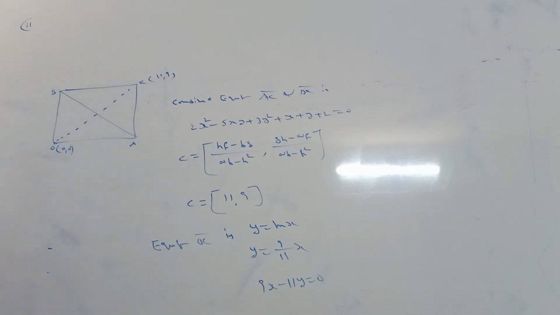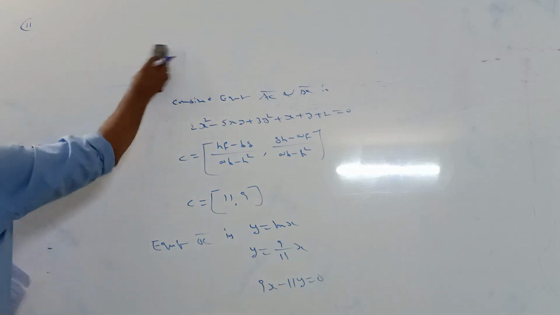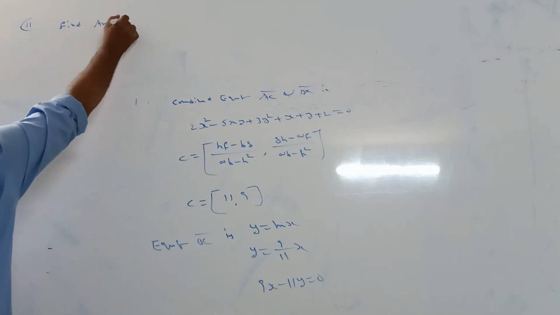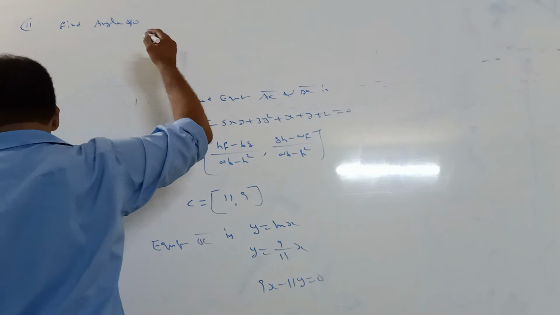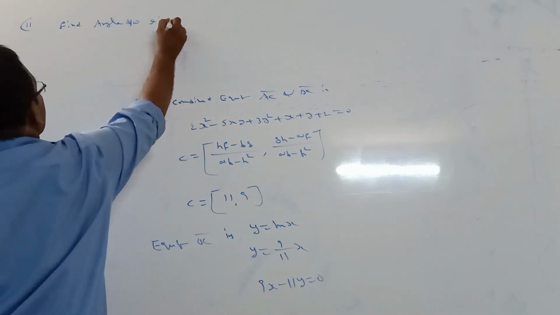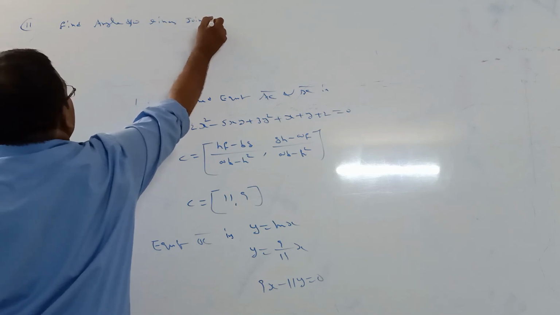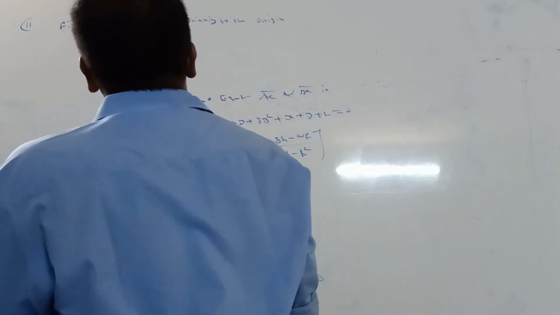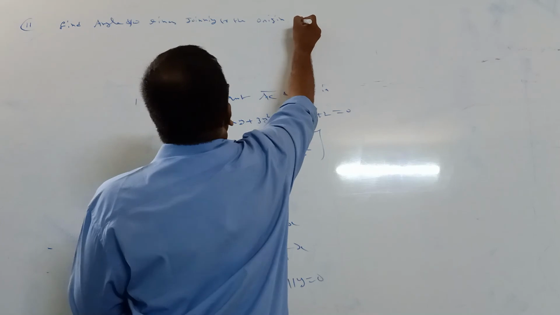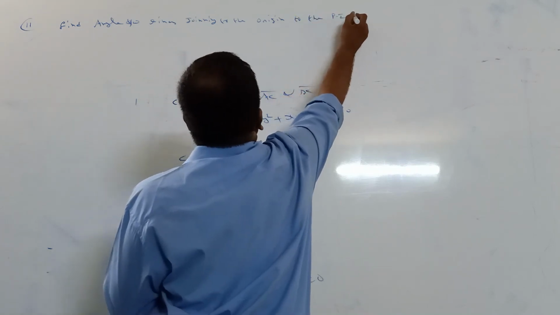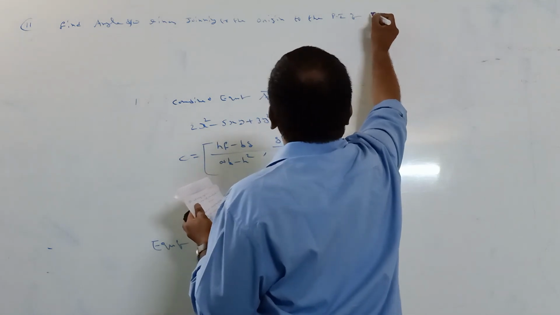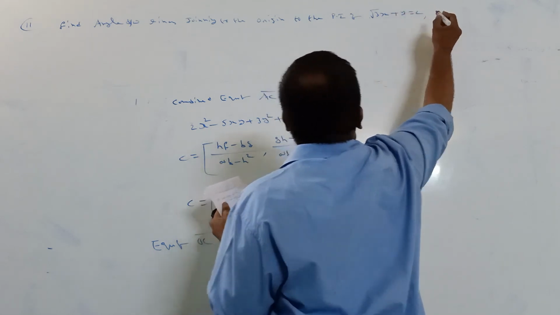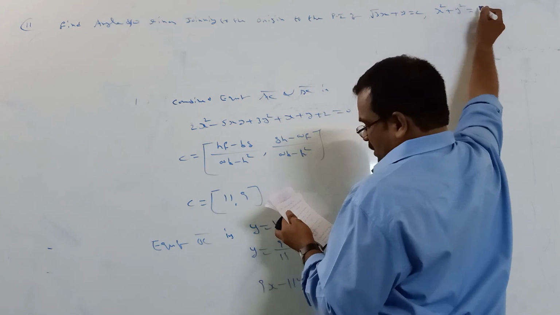Next, find the angle between the lines joining the origin to the point of intersection of root 3x plus y equal to 2 and x square plus y square equal to 4.